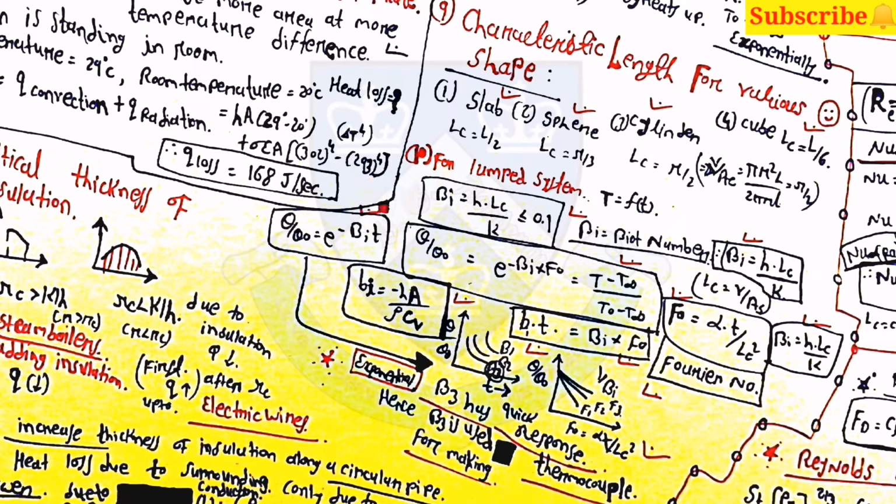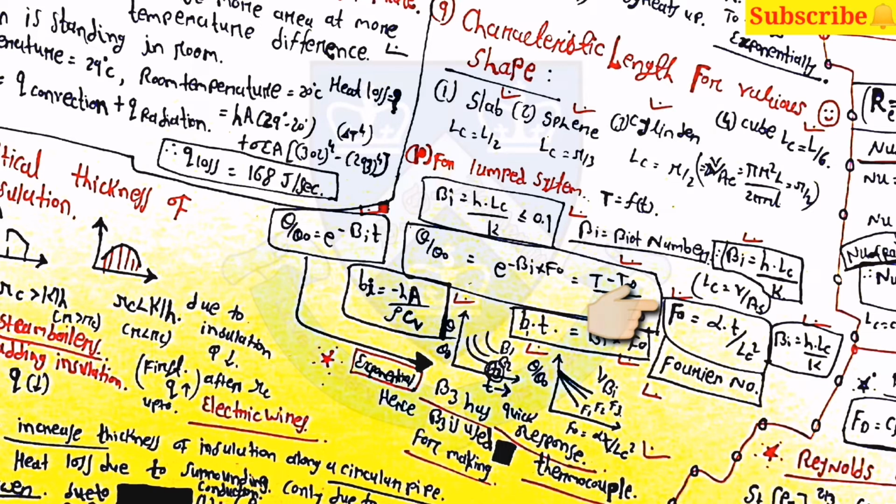Then for a lumped system, Bi is equal to hLc by k, less than or equal to 0.1. Then theta by theta naught is equal to e raised to minus Bi into Fo, which is equal to (T minus T infinity) by (T naught minus T infinity).